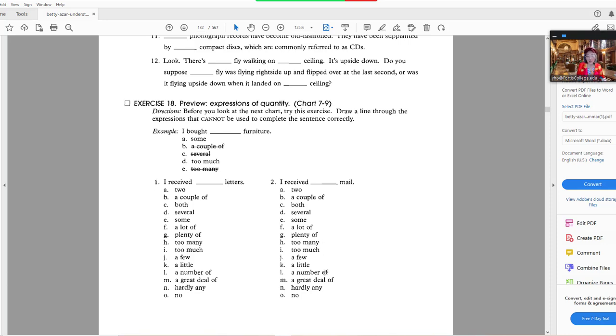I received a number of mail. No, because a number of mail means you can say a number. A number of mail just doesn't sound right. I received a great deal of mail. Okay, that works, as long as you're not exactly counting it, you can use that in front of a non-count noun.